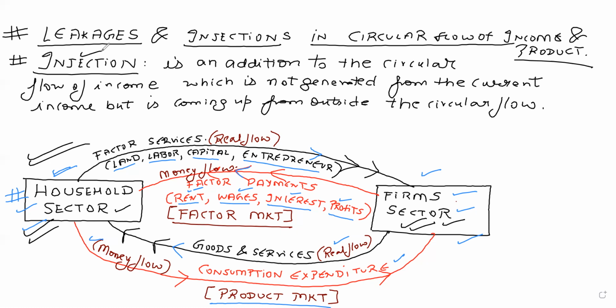Let's look at the examples. What will be the examples of injections? Investment. Who does the investment? Firms do the investment. And you can clearly see investment is done from where? Investment is done from savings only.